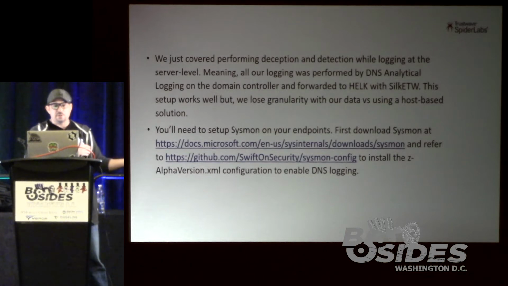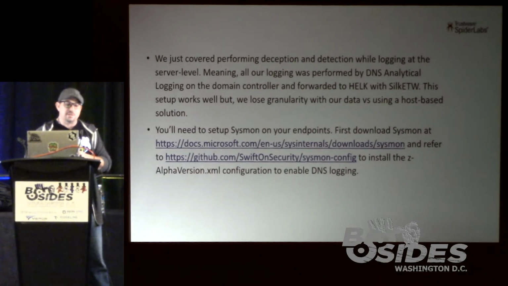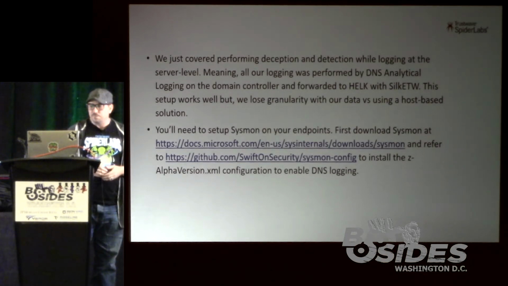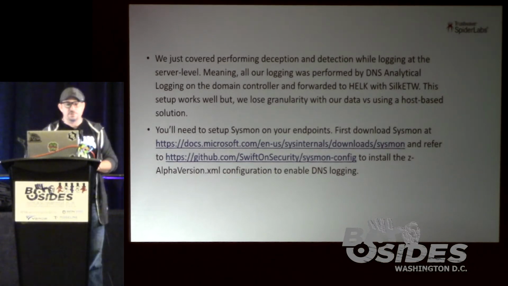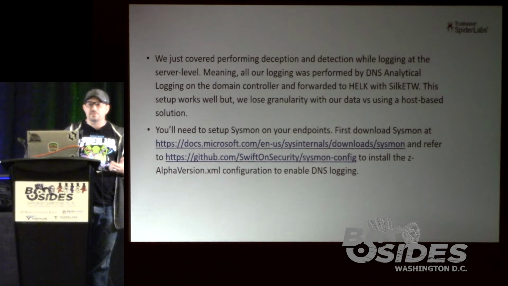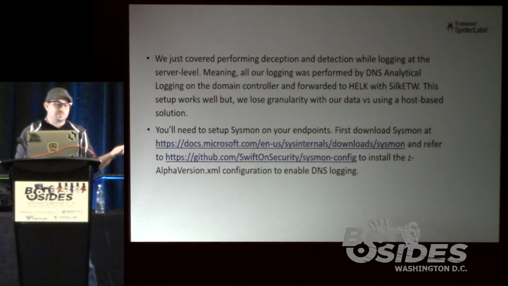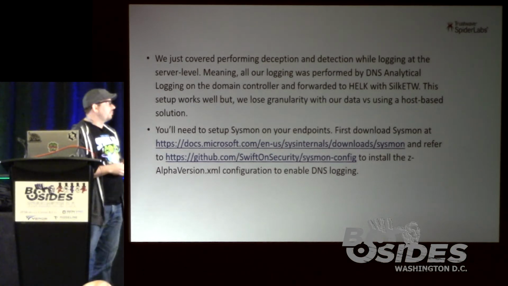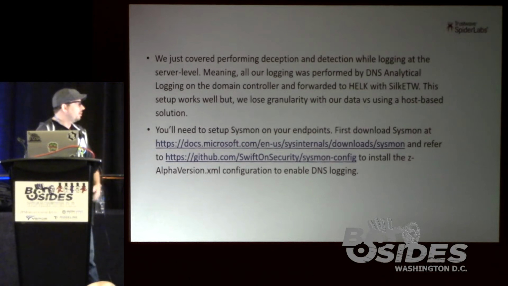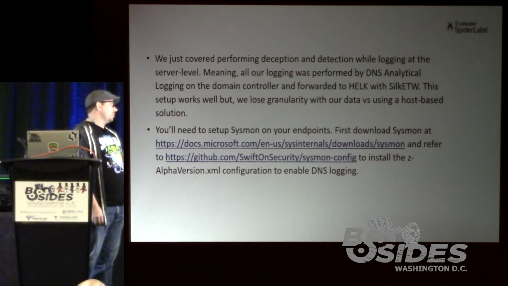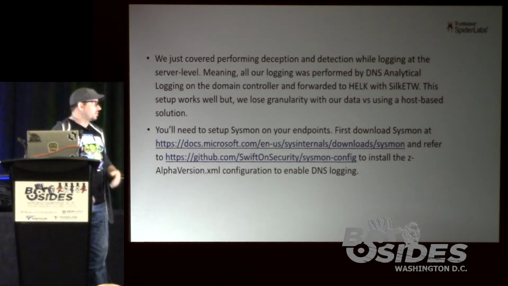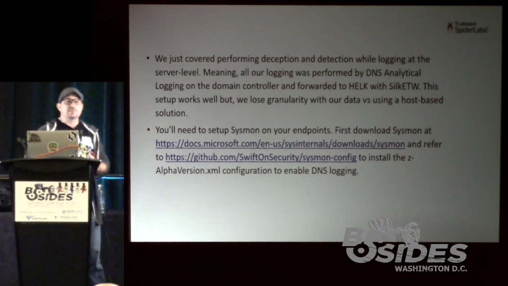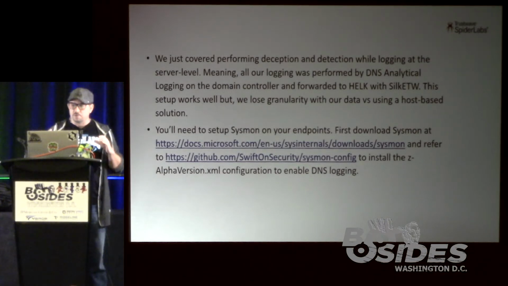So we just covered some of the deception and detection while logging at the server level. Now we want to move that to the host level. What I do in this case is use Sysmon. You can download Sysmon from there, and then I use a configuration by SwiftOnSecurity. Most of us are probably following them on Twitter. If you're not, you probably should. Some good stuff. They have a z-Alpha version XML, which is configured to enable DNS logging in Sysmon. It's a great place to get started.